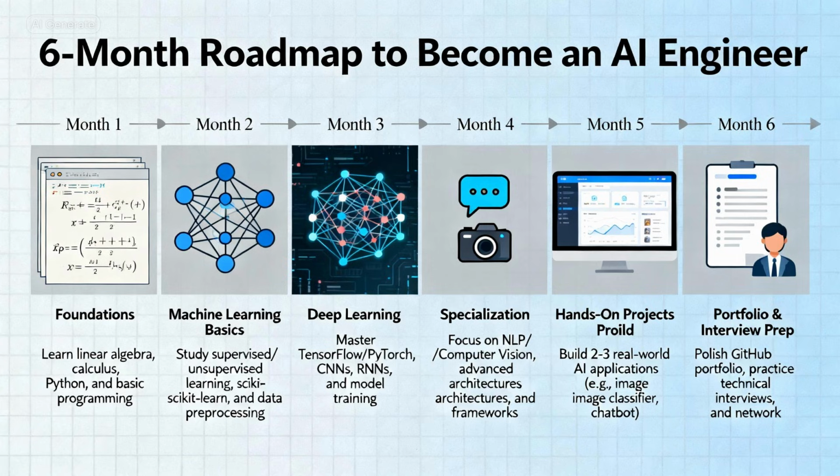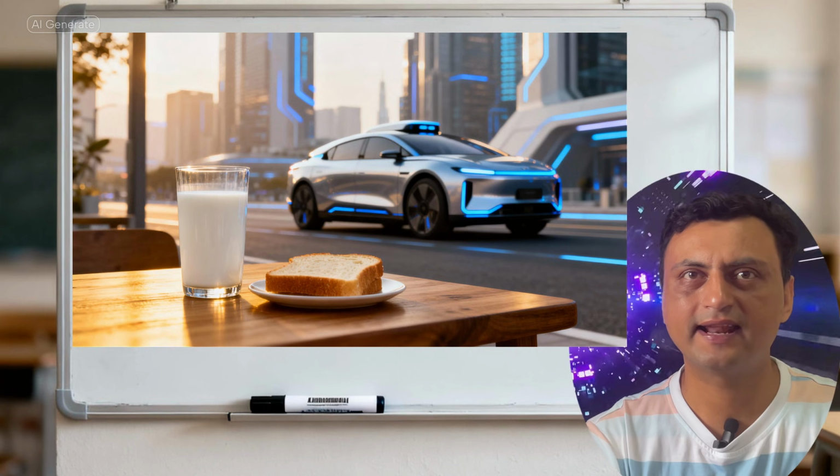So that's AI. Here you got a full roadmap to becoming an AI engineer in 6 months, explained with everyday examples like milk, bread and self-driving cars.